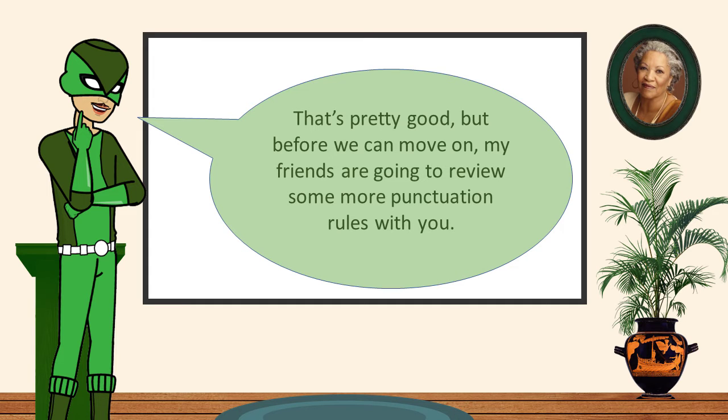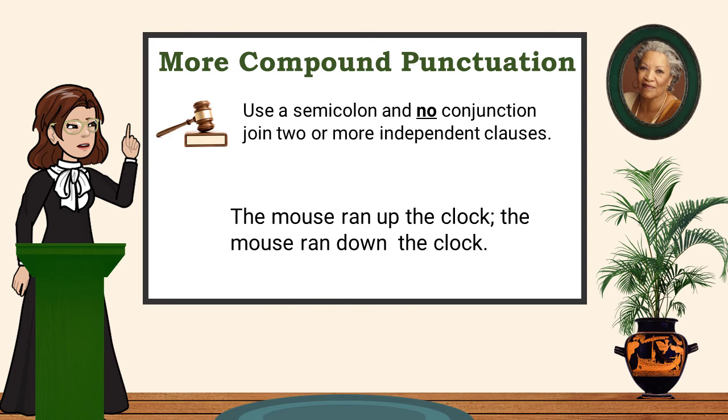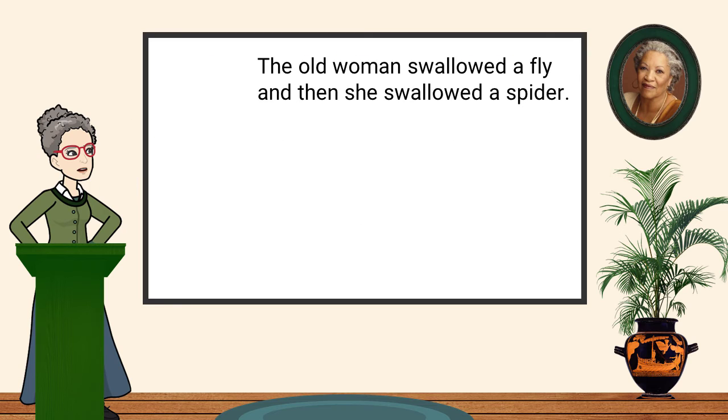So far in this video series, we've reviewed how to join two independent clauses with a comma and a coordinating conjunction, but there are other ways. For example, we can use a semicolon and no conjunction. The semicolon suggests that the two independent clauses are more closely connected than a period indicates. Let's examine this sentence. What are the two independent clauses and how are they joined?